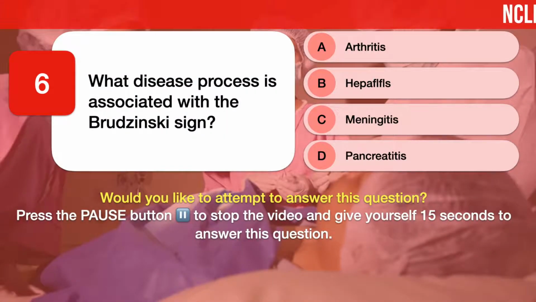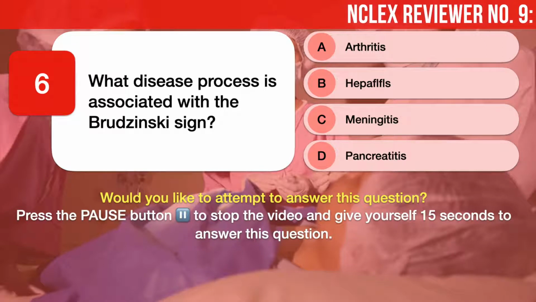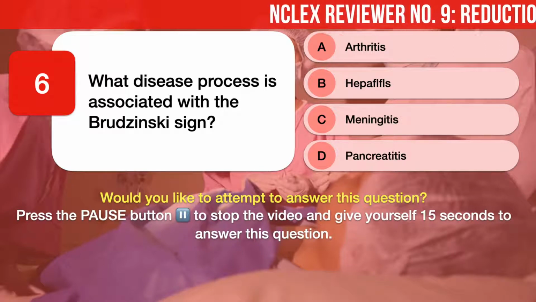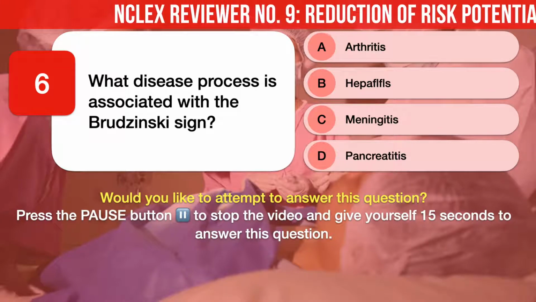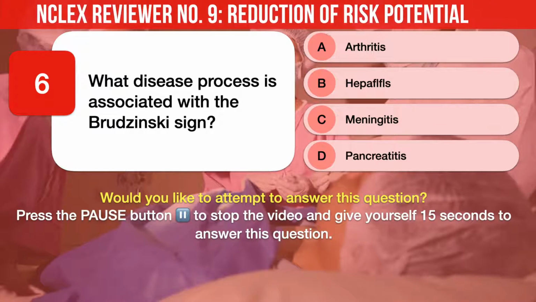Question number 6. What disease process is associated with the Brudzinski sign? A. Arthritis. B. Hepatophilus. C. Meningitis. D. Pancreatitis.